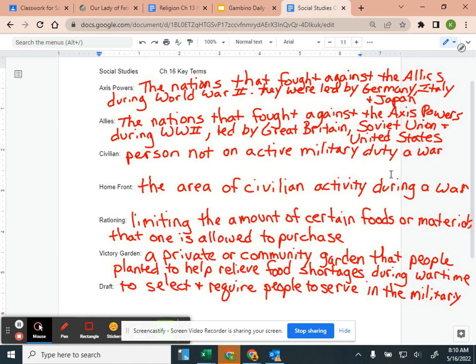The leaders of Great Britain, France, and several other countries feared that Hitler would continue to attack his neighbors if they did nothing to stop him. They responded by declaring war on Germany. World War II had begun. So it started with Great Britain, France, and some other European countries saying, nope, you cannot do this.